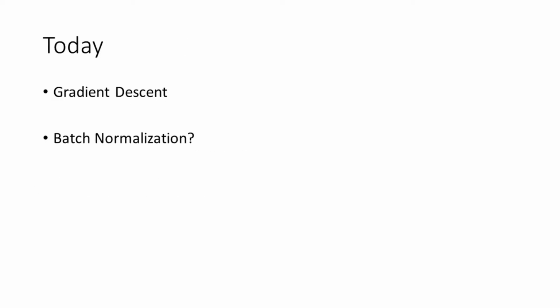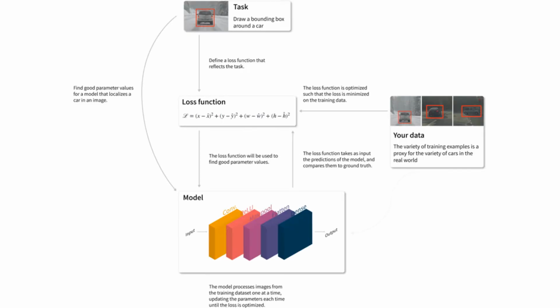Okay, so today we're going to be talking about normalization, gradient descent, and all of its variants. As a review, we have a task. For example, this is a new task that we haven't seen before. This is called object detection, where our job is to draw a bounding box around a car.